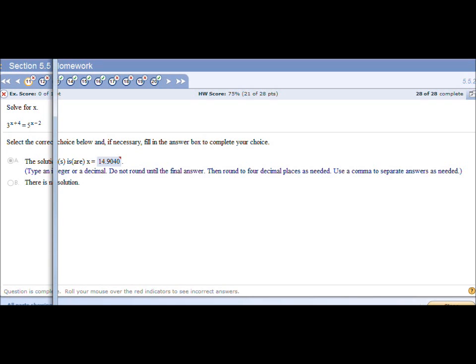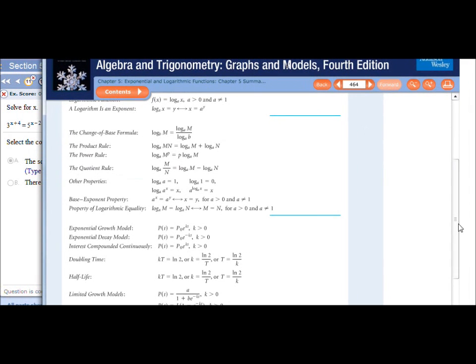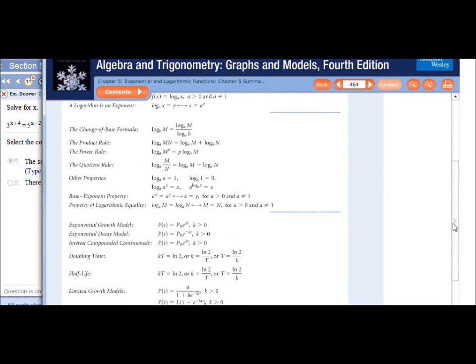In Chapter 5, it's all about logarithms and exponents. But going to the end of the chapter, I'm going on page 464, as you can see here. I'm going to identify the formula which will help you solve this one. And the formula is this one right here.